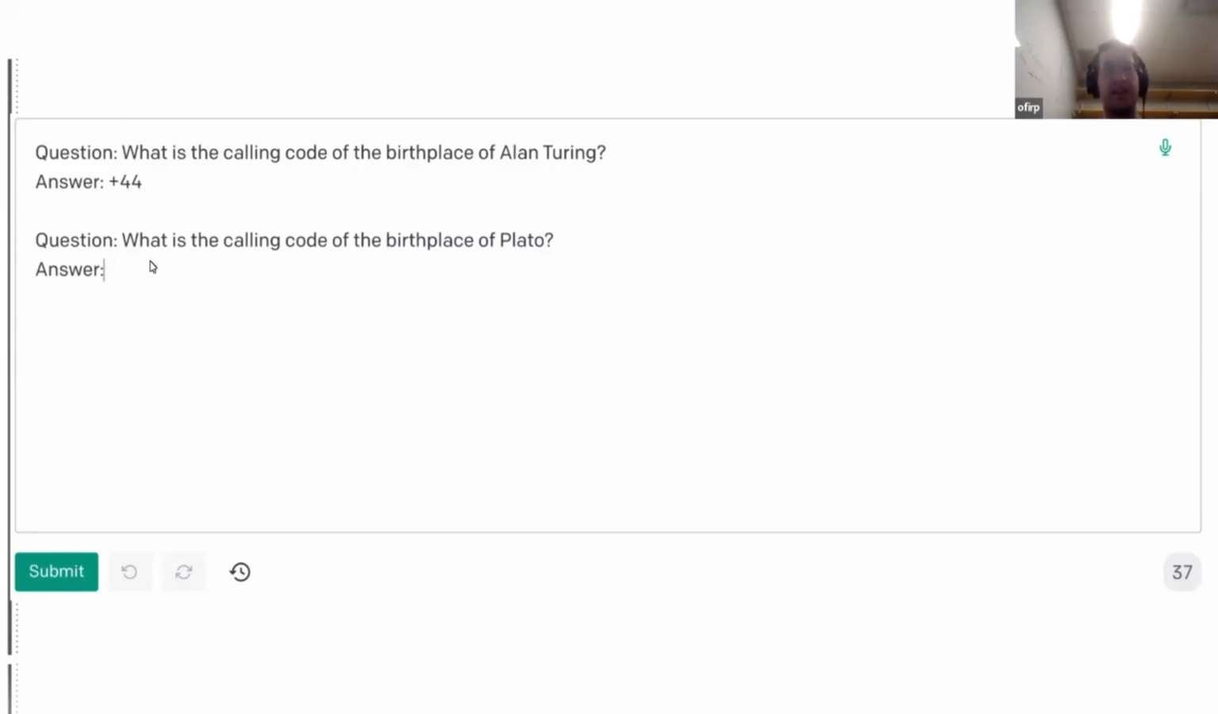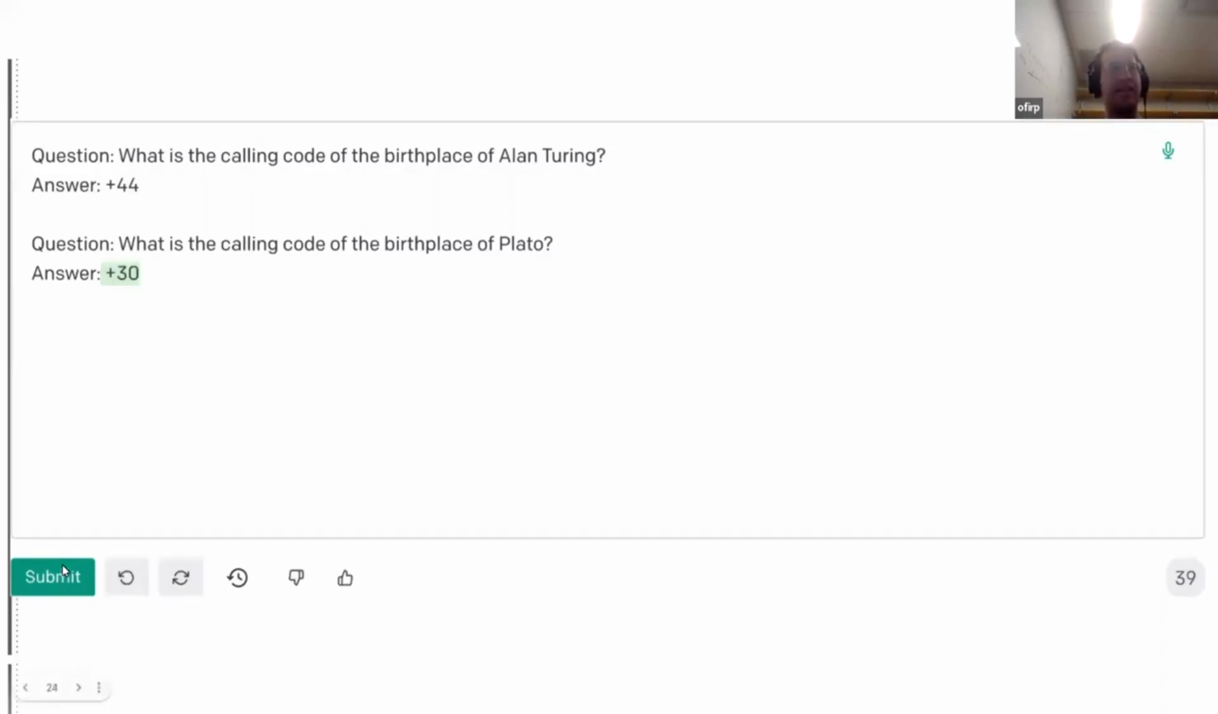So everything here is stuff I've typed. And now I'm going to press submit. And then the green highlighted text is what GPT-3 outputted. And it answered correctly. The calling code of Greece is plus 30.